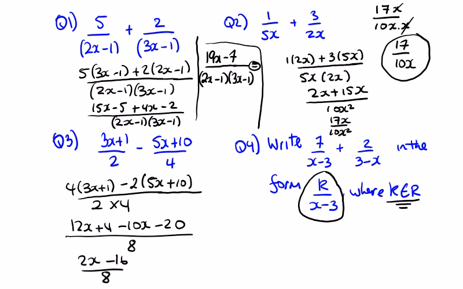And you're all screaming, there's a factor. What's the common factor? It's 2. So what are you going to end up with? X minus 8 over 4.